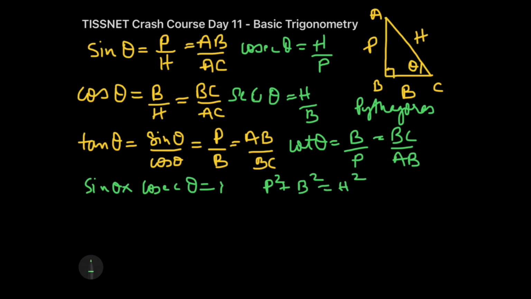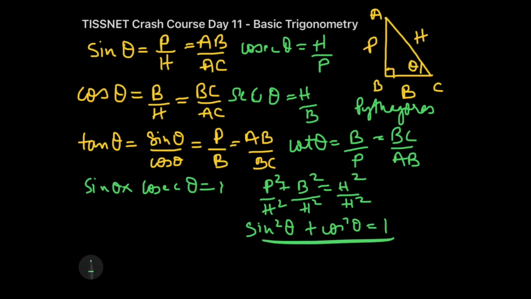Now what if I divide all of this by the hypotenuse square only? Then I will get this. So perpendicular square by hypotenuse square will become sin square theta, and this will become cos square theta, and this will become 1. So you will automatically get this formula. So try to understand it in that way.